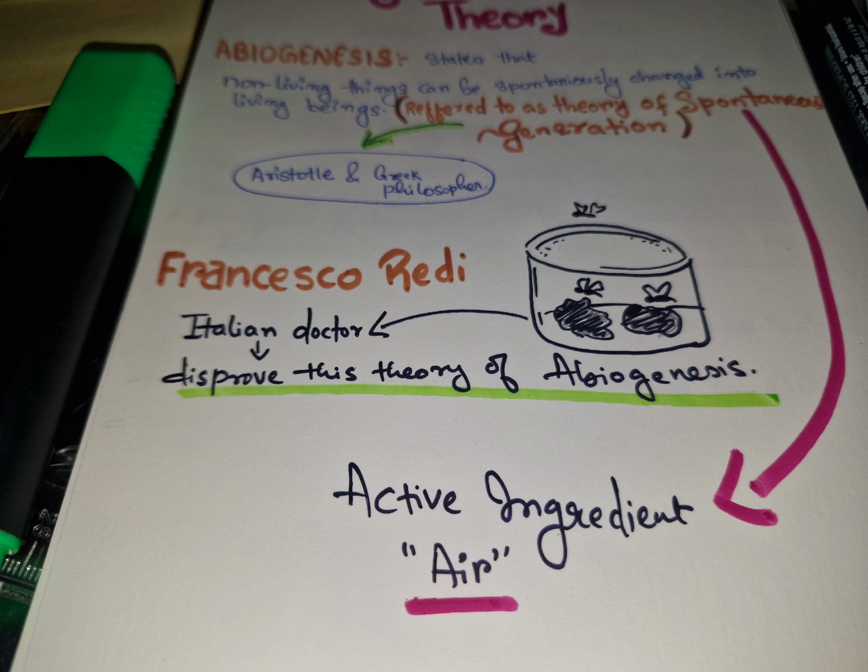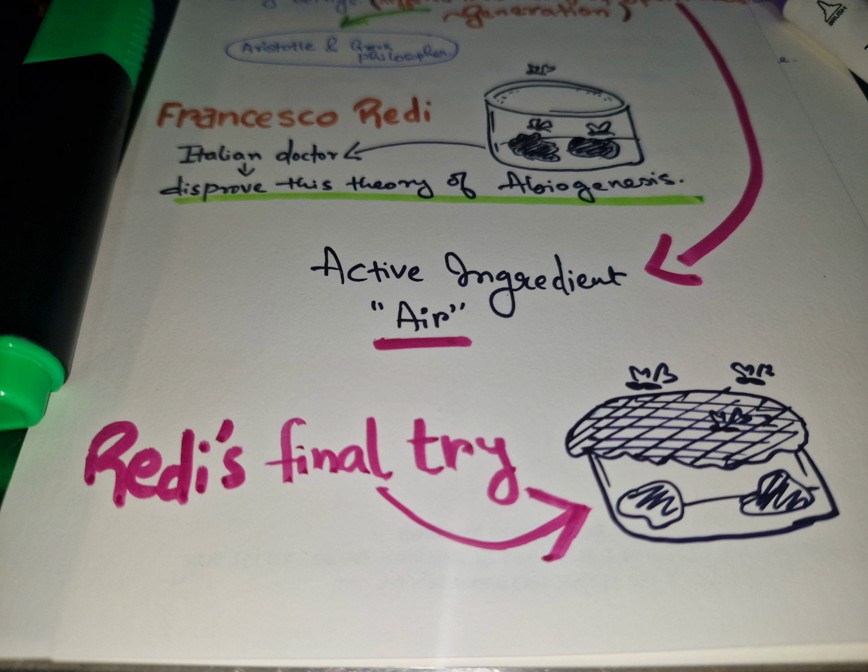So after disproving it, what happened? The supporters of abiogenesis said that since the jars were covered and controlled, no fresh air circulated around the meat, and they claimed that air was the active ingredient that caused spontaneous generation. So Redi gave it a final try. He put a fine mesh wire over the jars so that air could get inside. The result: no maggots. So this proved that rotting meat can't be changed into flies.